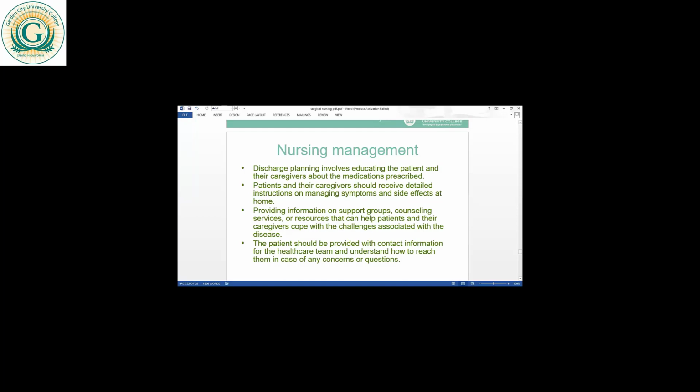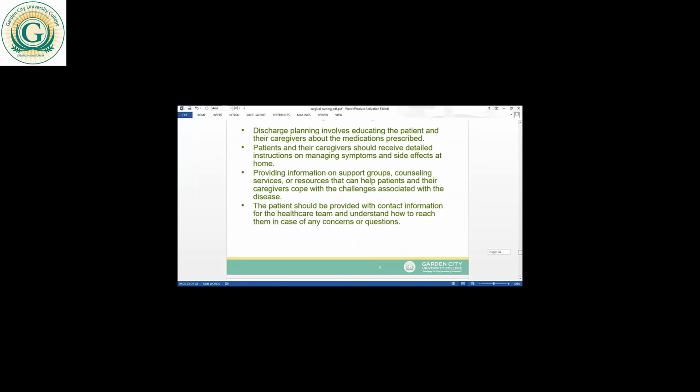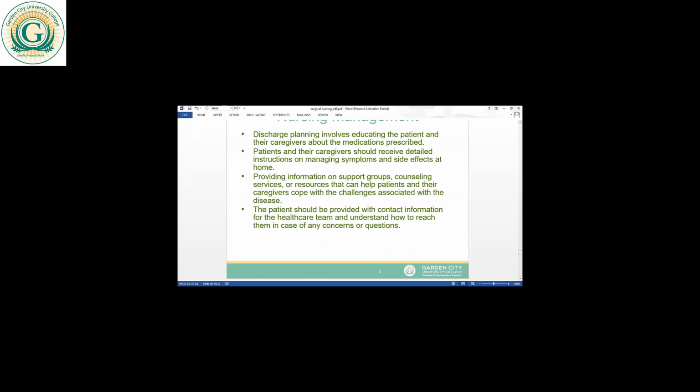And then patients will be provided with contact information for the healthcare team, and understand how to reach them in case of any concerns or questions. This is very necessary in our part of the world, since when you put on your TV sets, you hear people spilling lines about other health conditions. So all their concerns and questions can be directed to you, the healthcare team, or the nurse directly.